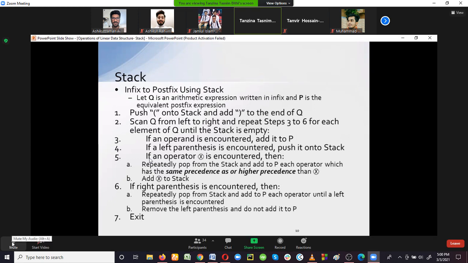Hello? Is that clear how we have converted that infix notation into postfix notation? Yes, ma'am.